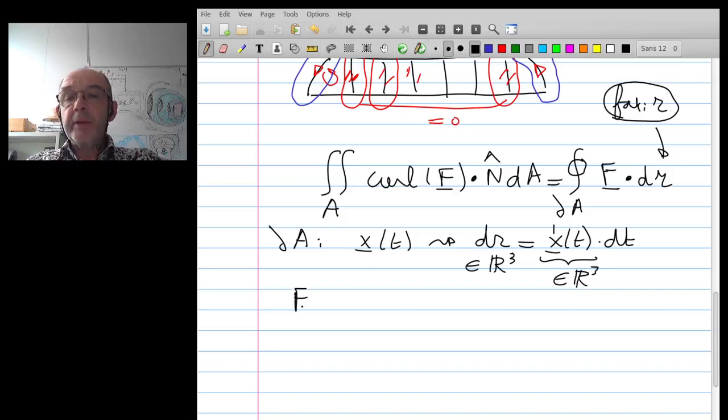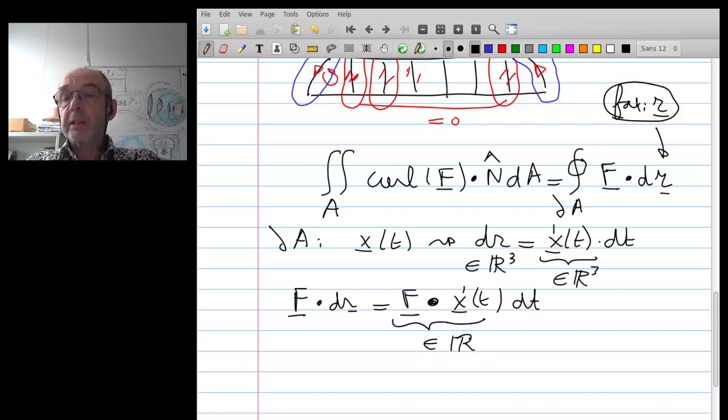But if you take the inner product with that dr term, you have your vector field and then the inner product with your velocity vector times dt, and so you get again some element out of R. And the same thing here: if you calculate the curl of your vector field inner product with the unit normal, you get some element out of R, and that you integrate over the area, over a two-dimensional part.